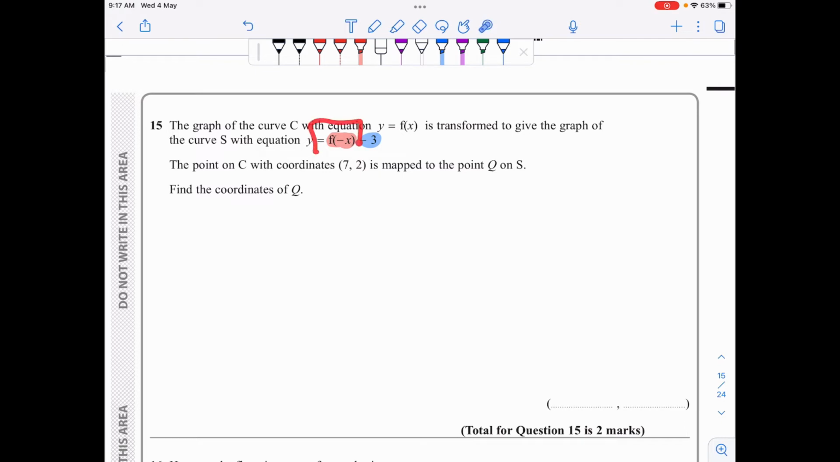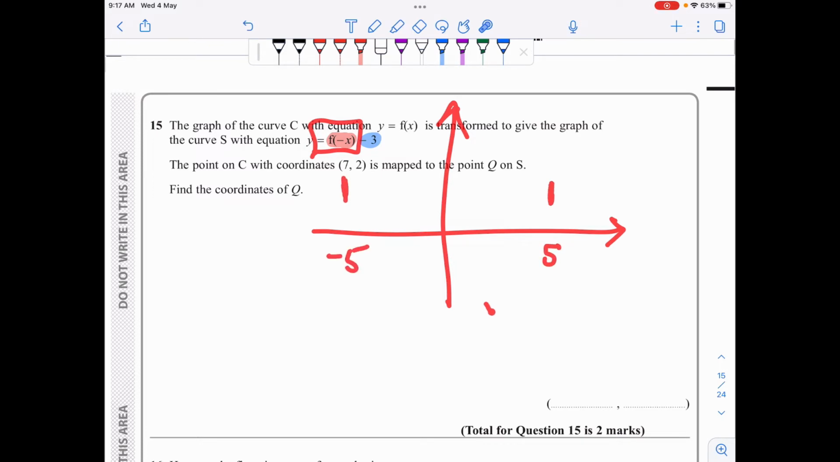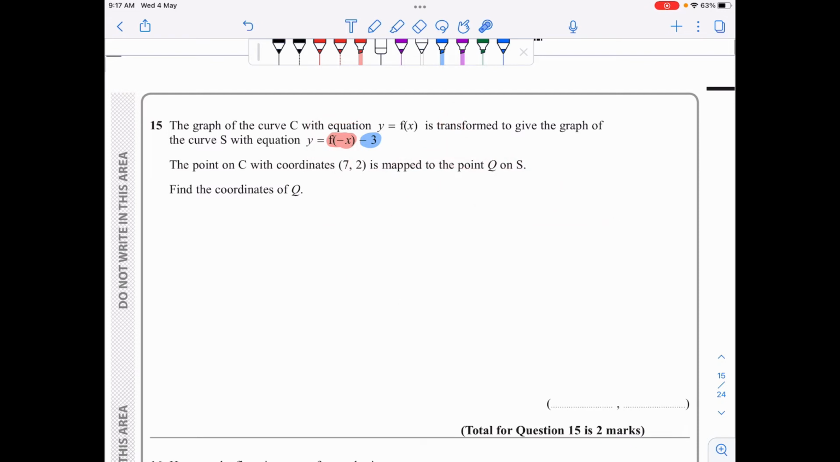Now, the f of minus x is multiplying all the x's by negative 1. So if I had something here at 5, it will go at negative 5. If I had something here at 2, it will go at negative 2. So we've got this switch from left to right. So f of minus x is representing a reflection along the y-axis. So it's a reflection along the y-axis, which means multiply x by minus 1.